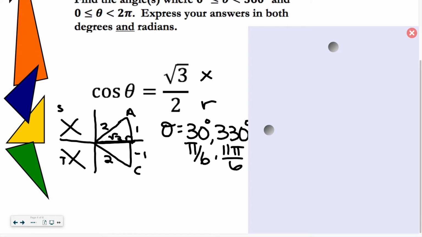So the cosine will come out to be square root 3 over 2 in quadrant 1 and in quadrant 4. If it's 30 degrees or 330, and in radians, those are pi over 6 and 11 pi over 6.